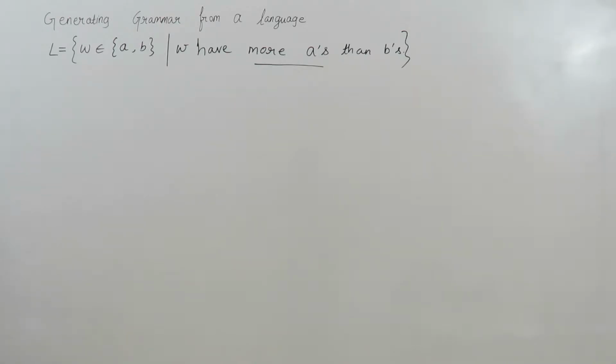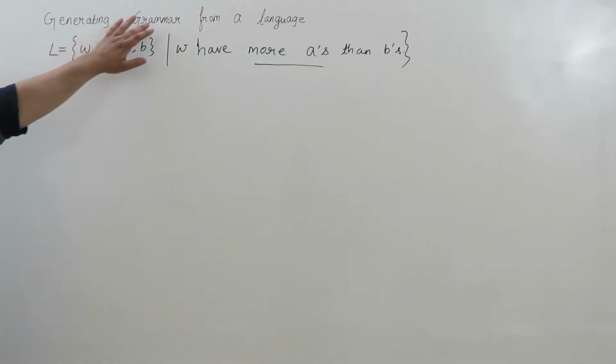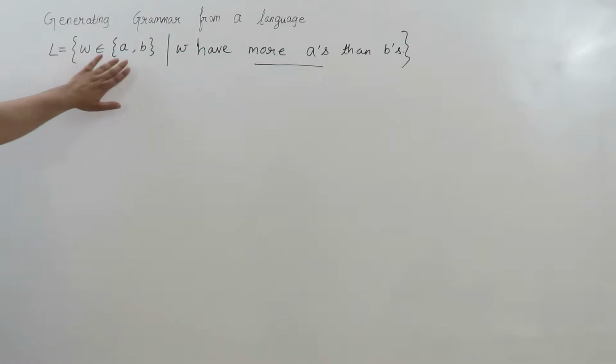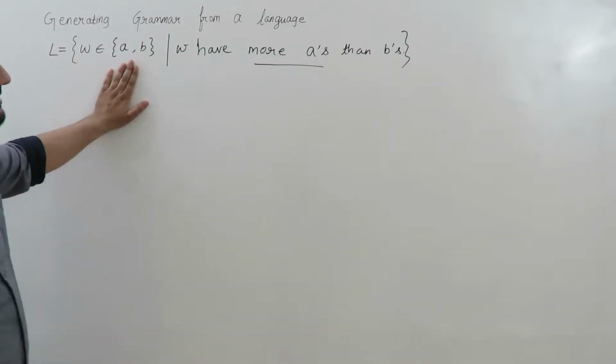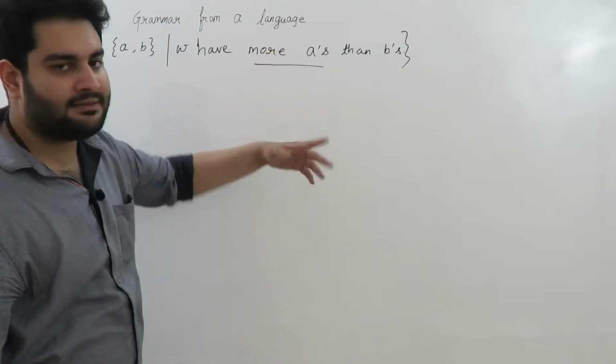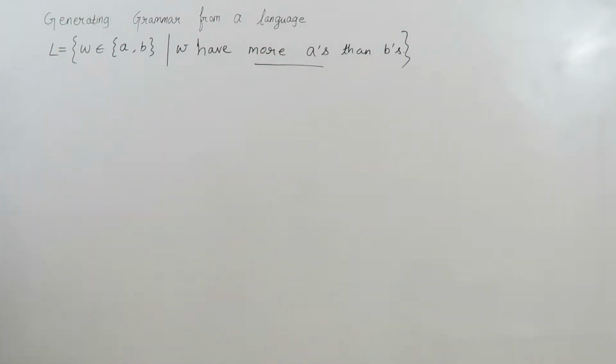So consider this example. You have to generate a grammar that will generate this language such that all the strings in the language are a combination of A and B, and each string contains more A's. This is the point of concentration: more A's than B's. That is, the number of A's is more than the number of B's.